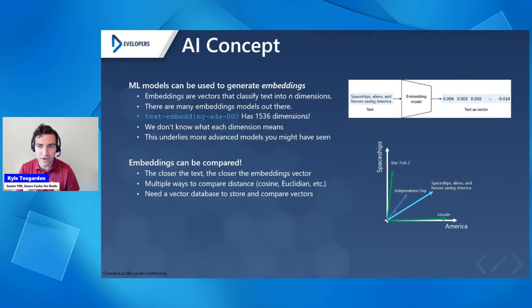There's not really an intuitive way to understand what those vectors mean. But you can think of it as each dimension being a different thing that the model is triggering on. There's an example in the image on the bottom right. This would be a two-dimensional vector, not a 1,500-dimensional vector. You might have one dimension that's triggering on the concept of spaceships and another that's triggering on the concept of America.